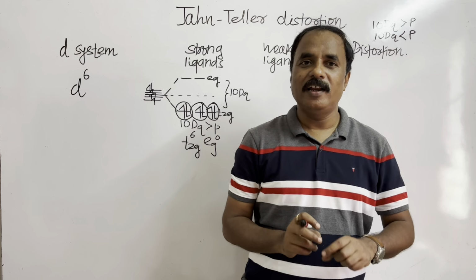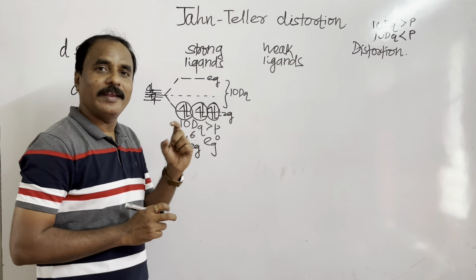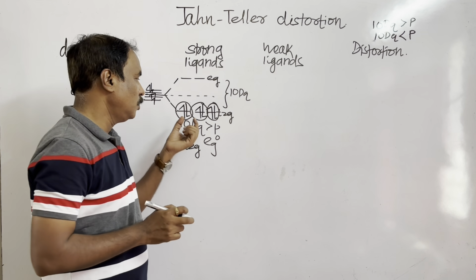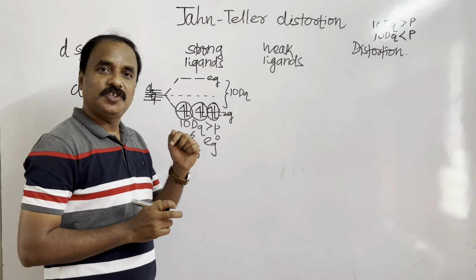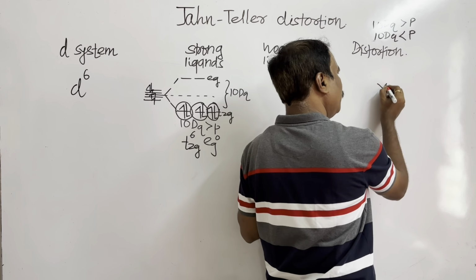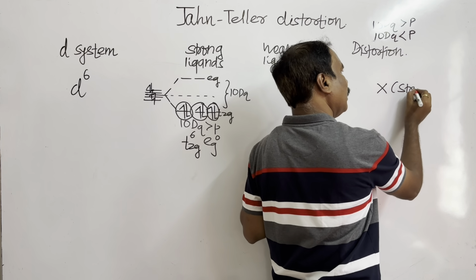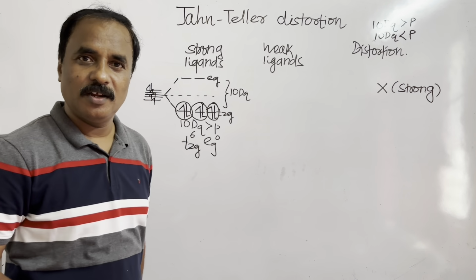So this is a symmetrical electronic configuration, and all these atomic orbitals of t2g are equally occupied by electrons: dxy2, dyz2, dxz2. This is symmetrical electronic configuration. So there is no distortion in geometry. There is no distortion when there is attack of strong ligands.